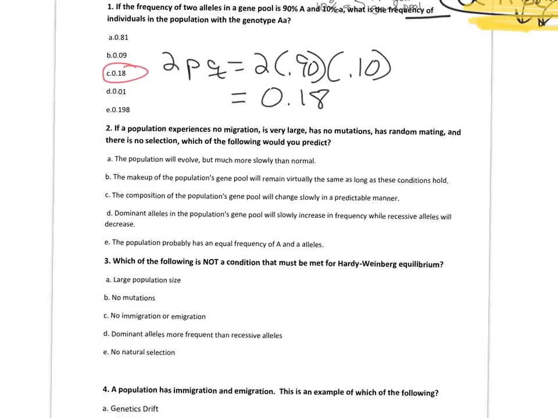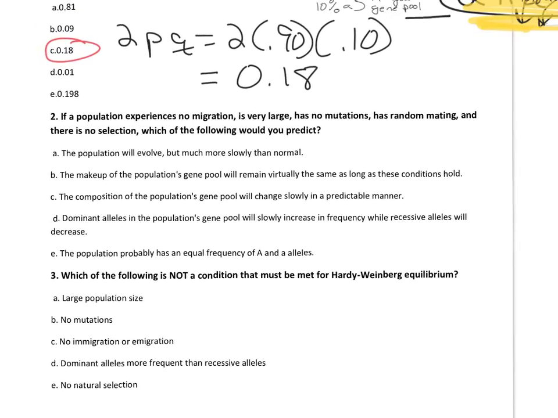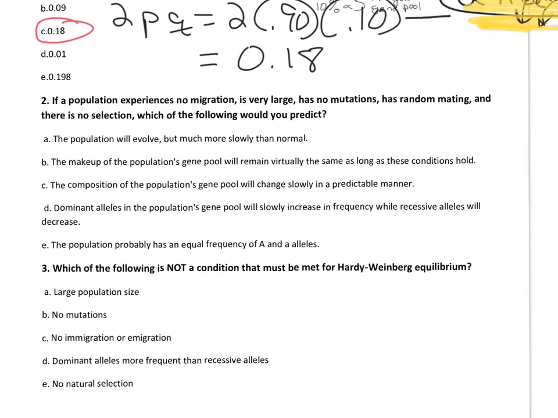All right, so let's go on to the next problem. If a population experiences no migration, is very large, has no mutations, has random mating, and there's no selection, no natural selection is what they mean, but also you can say no artificial selection either. By which of the following would you predict? What does all that mean? That is going to be no evolution. There's no evolution in the population. That's what that means.